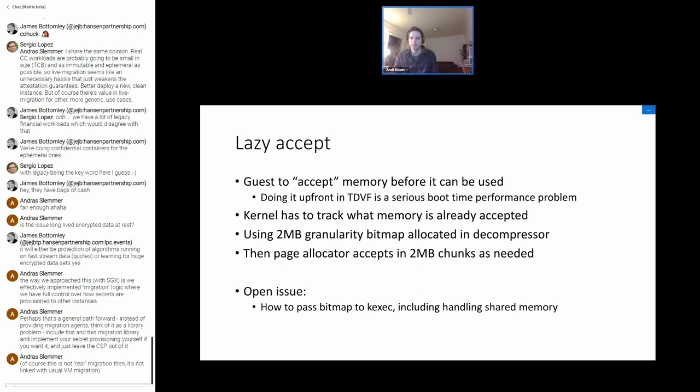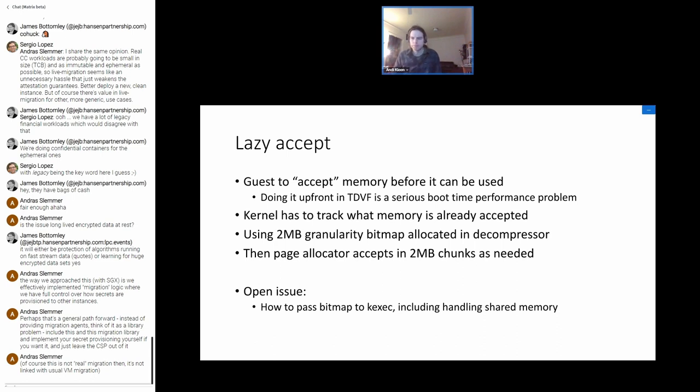The reason we need this bitmap is that the kernel shouldn't accept anything twice, because this would potentially be a security risk. If you accept something twice, you might zero it, and my understanding is that on AMD it causes even other problems. So the bitmap is essentially to keep track of what has already been accepted.